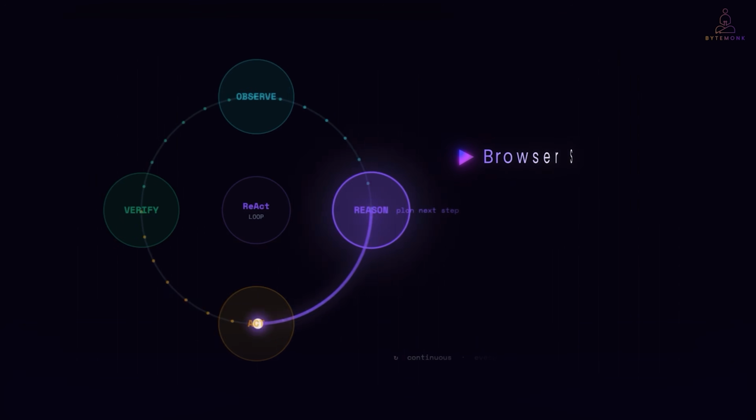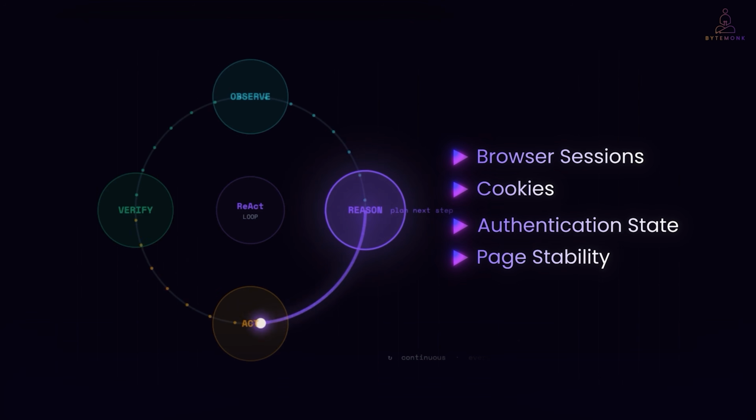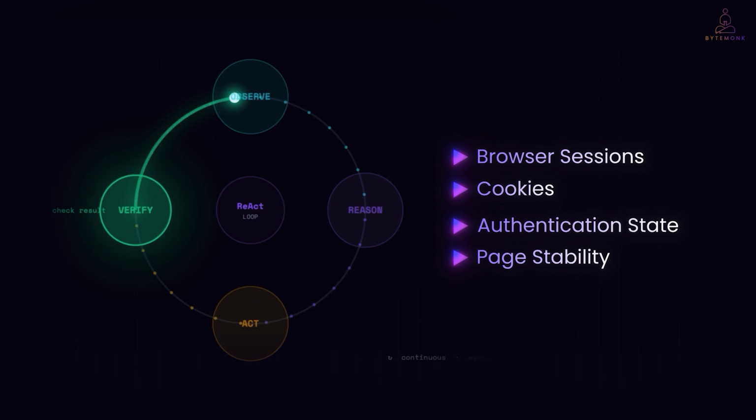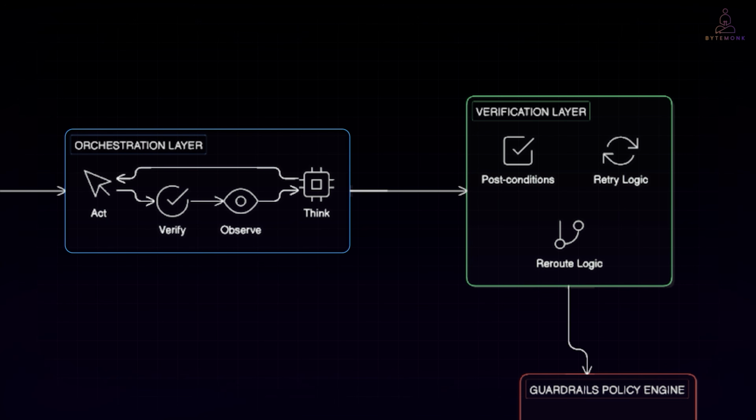The runtime manages browser sessions, cookies, authentication state, and page stability. This is what prevents agents from drifting when something unexpected happens. It's constantly comparing what it expected to happen with what actually happened.